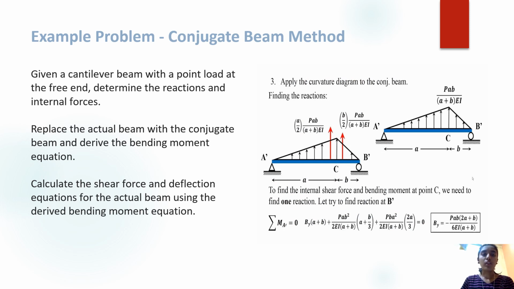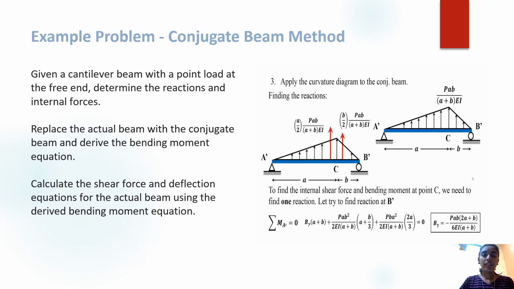Example problem for the conjugate beam method. Here, apply the curvature diagram to the conjugate beam and find the reactions. Here is the given figure. To find the internal shear force and bending moment at point C, we need to find one reaction. Let's try to find reaction B using this formula.